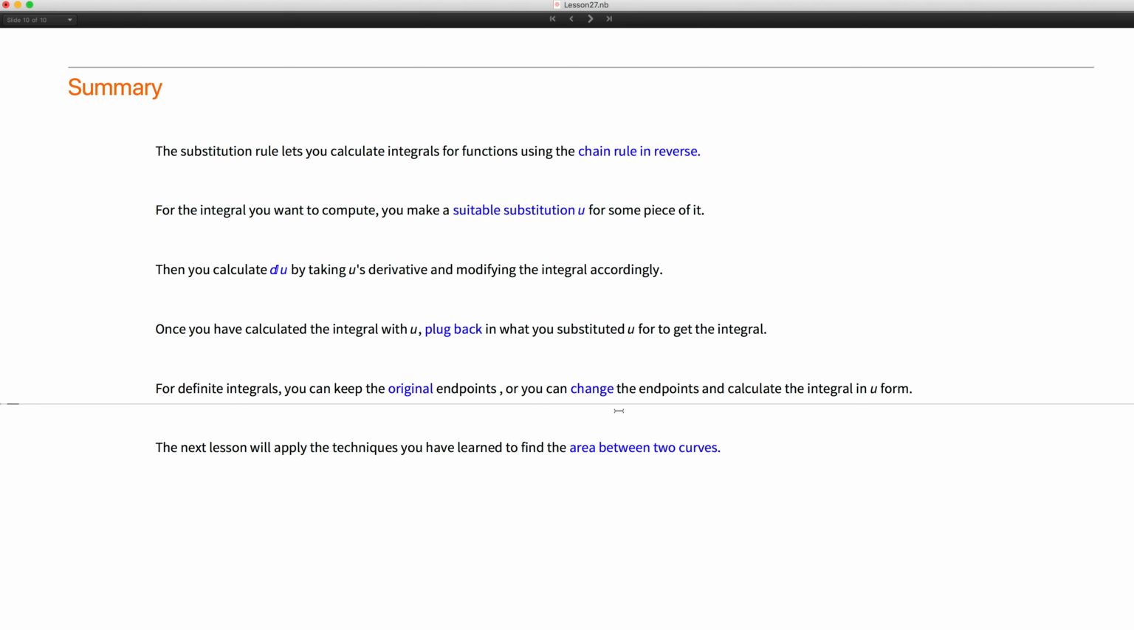So that's the essence of this rule, and in the next lesson, we'll apply these ideas to compute the area between two curves. But before doing that, do review the lesson. It's quite a difficult lesson because you'll need this rule again and again, and you must have some practice with applying it. So I'll stop over here.